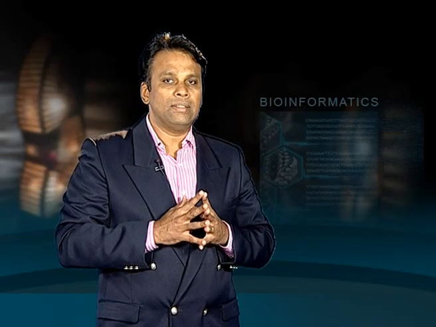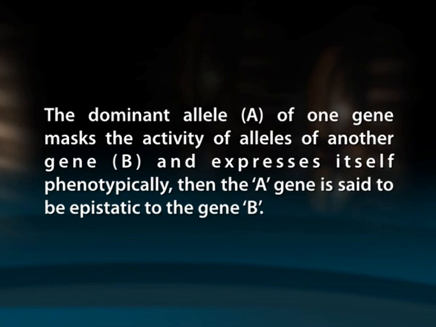In dominant epistasis, the dominant gene at one locus suppresses or masks the expression of another gene at a different locus, no matter its allelic condition, whether it is dominant or recessive. The F2 phenotypic ratio is modified into 12:3:1. For instance, the dominant allele capital A of one gene masks the activity of alleles of another gene capital B and expresses itself phenotypically, then the A gene is said to be epistatic to the gene capital B.